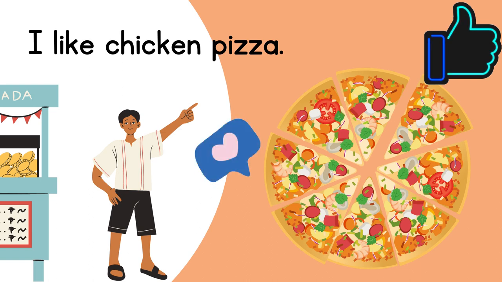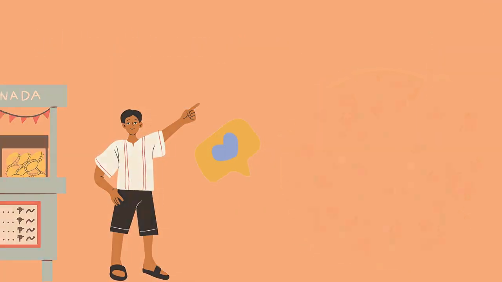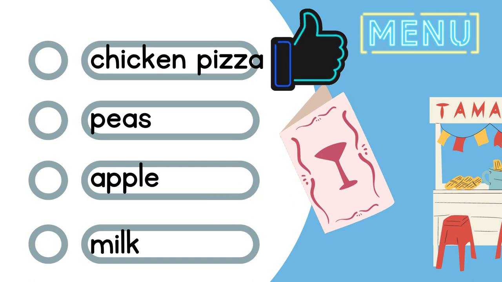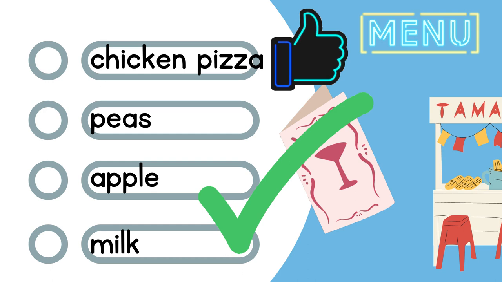He said, I like chicken pizza. Let's read one more time. I like chicken pizza. So, he will choose this set of the menu. He likes chicken pizza. So, he will choose this menu. Chicken pizza, peas, apple, and milk.